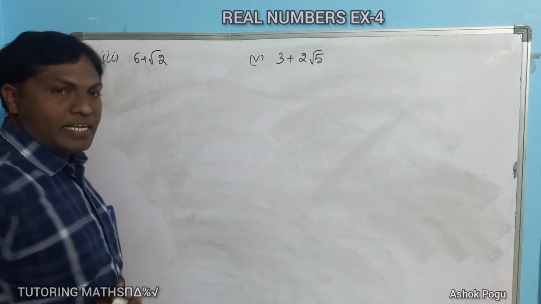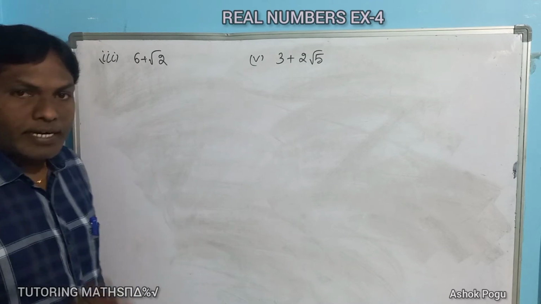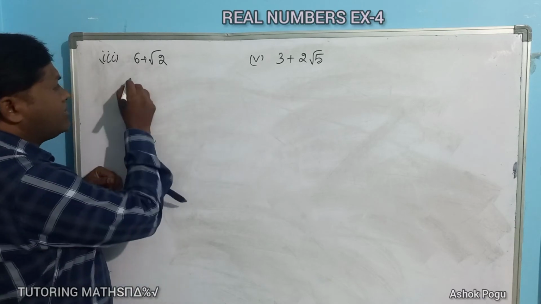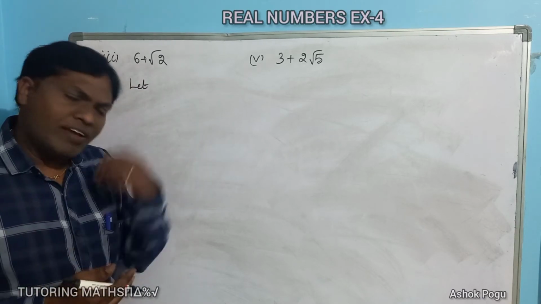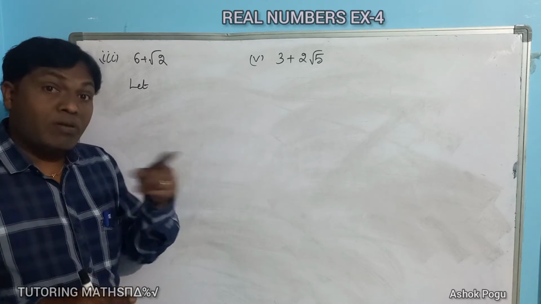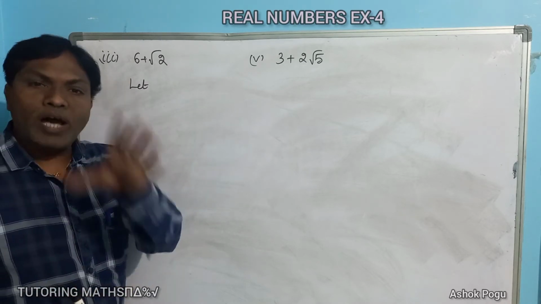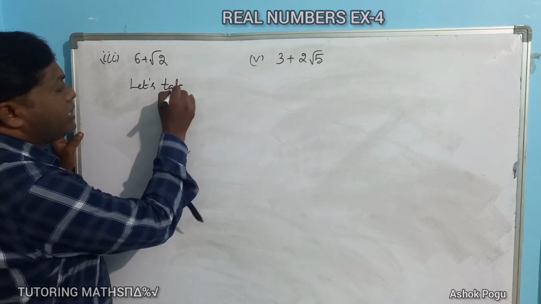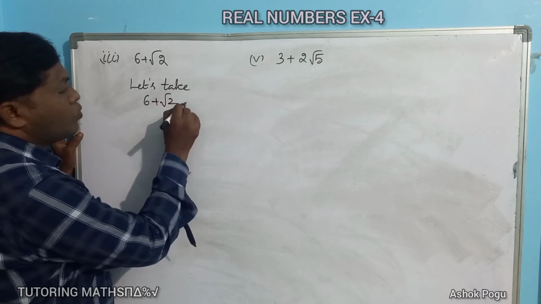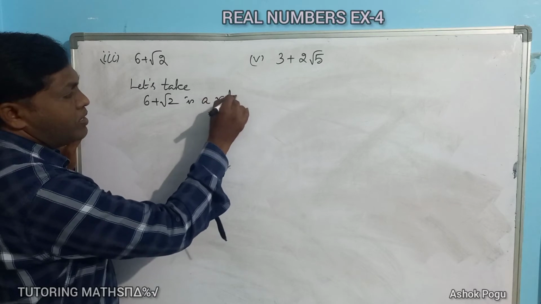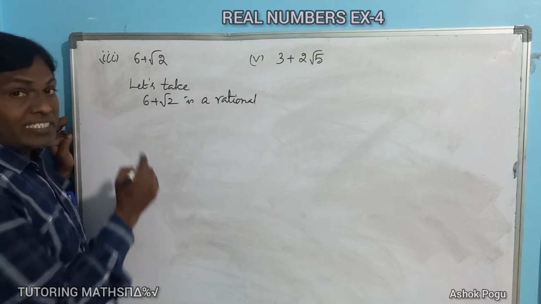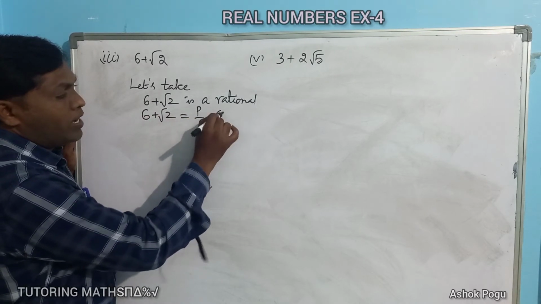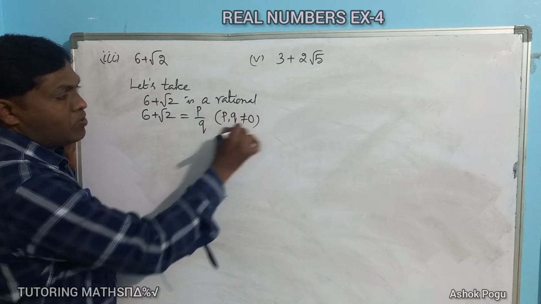Let us take question number 3, and here the question number 3 is 6 plus root 2. We have to prove that it is an irrational number. Already I have told you, in every question of this type, if you want to prove the given number as an irrational number, first of all you assume that it is a rational number. Let's take 6 plus root 2 is rational. If it is a rational number, you know that the standard form of a rational number is p by q, where p, q are not equal to 0.